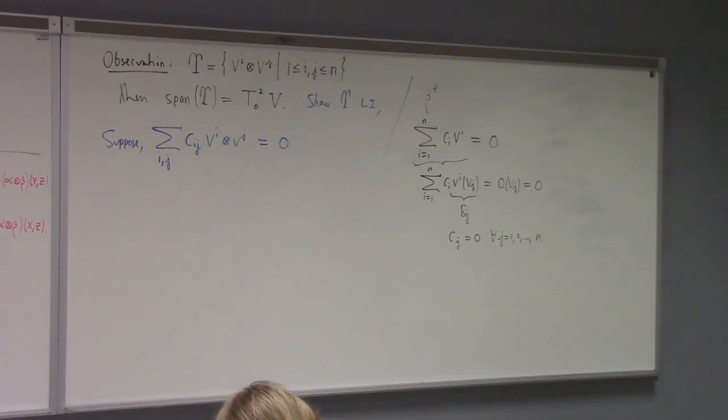Now we're trying to prove linear independence of the tensor product of the dual basis. Right? It's not the same problem, but it's related. What should we do?